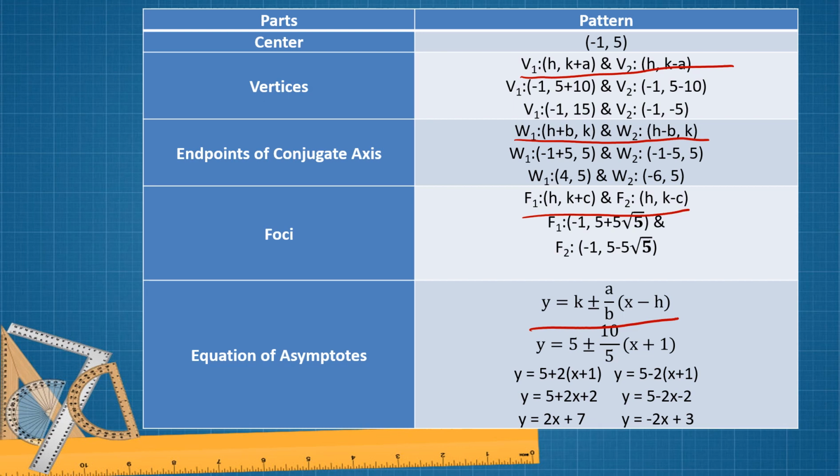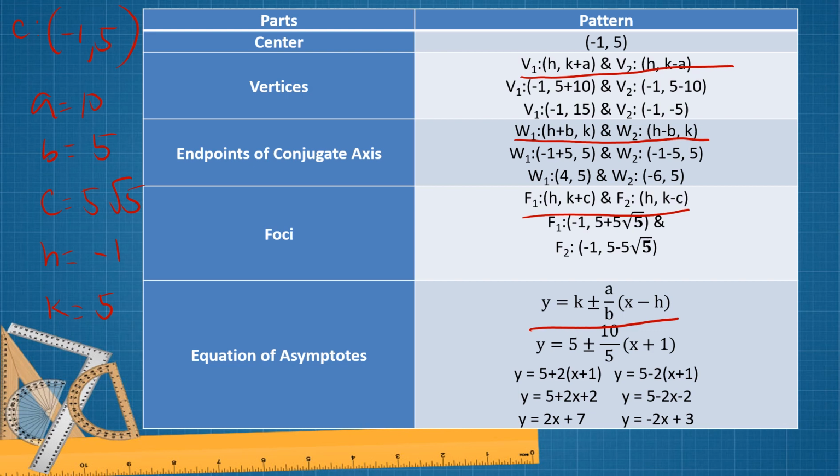We just simply substitute all the values of a, which is equal to 10, b, which is equal to 5, and c, which is equal to 5 square root of 5. We also substitute the values of h and k. H is equal to -1, and k is equal to 5 since the center is located at (-1, 5). Now, by substituting all the given values of a, b, c, h, and k, we can get the coordinates of the vertices, endpoints of the conjugate axis, foci, and the equation of the asymptotes.